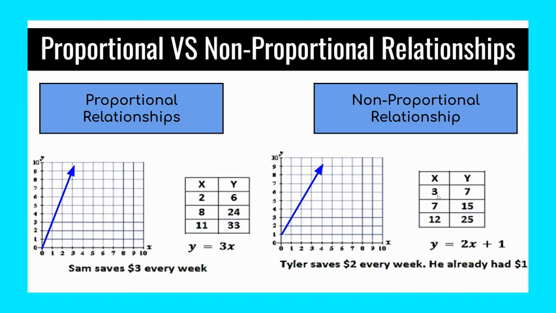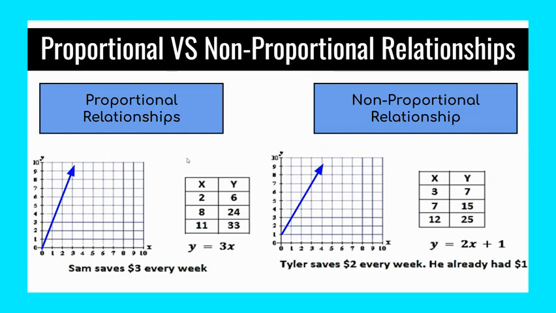And if I do 7 divided by 3, I get 7 thirds. 15 over 7 is 15 sevenths. 25 over 12 is 25 over 12. It's not the same thing every single time. Therefore, it is non-proportional. One more thing I want to add is that proportional relationships are also called direct variations.